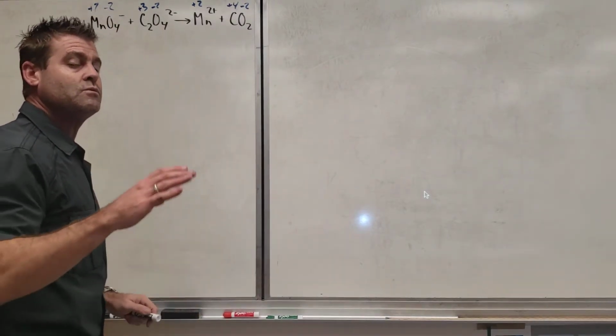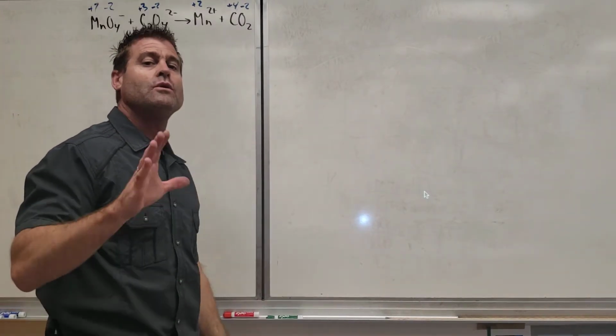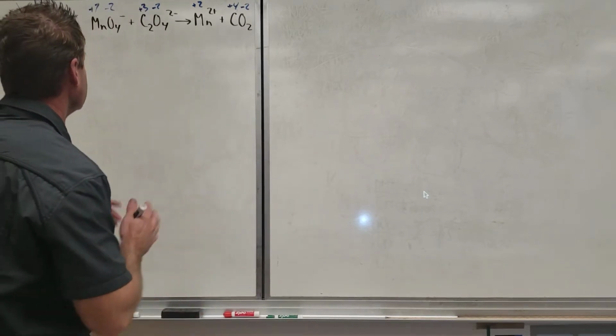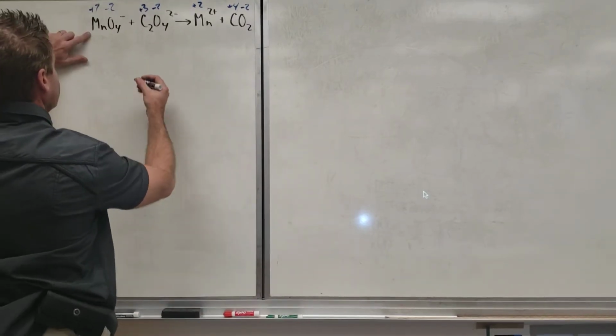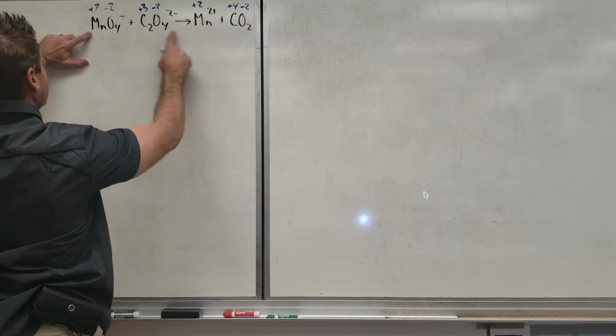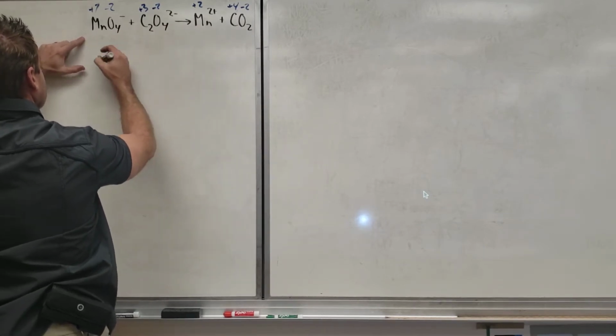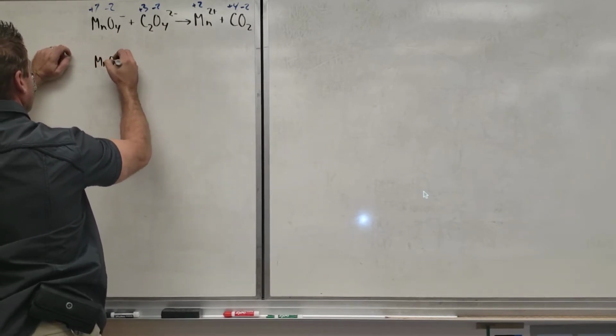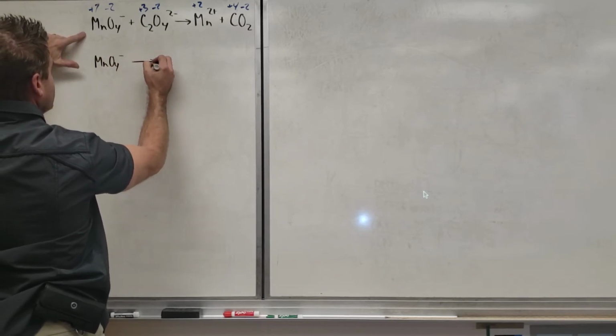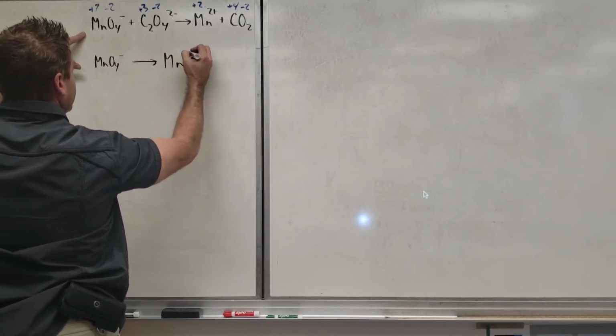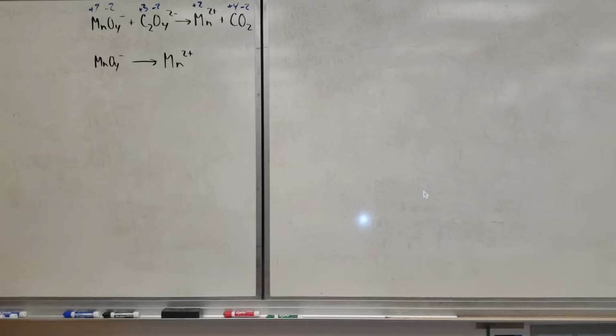So then what we do is we separate it into the two what are called half reactions, the oxidation and the reduction. Basically you'll just take one of them. Let's take MnO4. So I have MnO4 negative, I write it just like it is, but notice I'm just showing this part right here, okay?